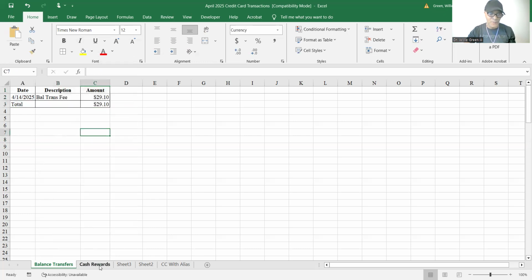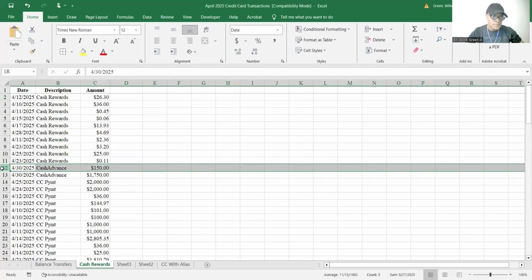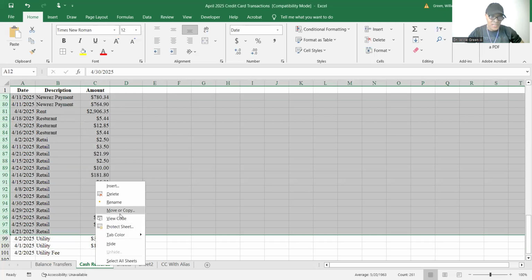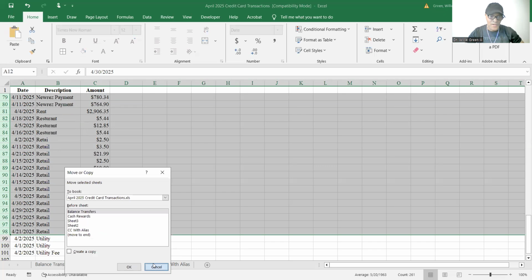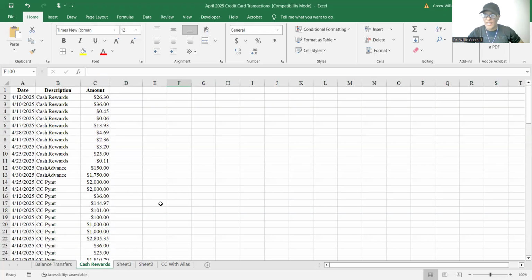All right, let me move over to the cash reward. So I have the cash reward here. And I'm gonna remove everything or make another one. All right, so I'm making another one. So this is what I'm doing. Again, I've organized all of them into different categories. Now I'm going to do them individually. Right now, looking at the cash reward.